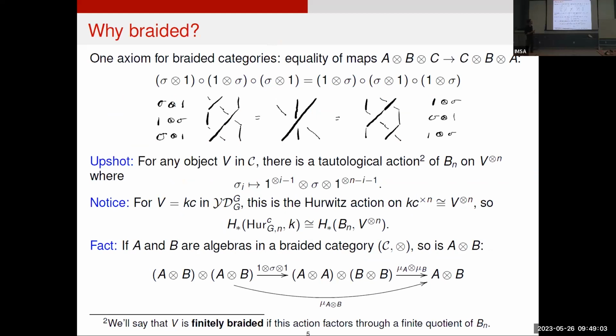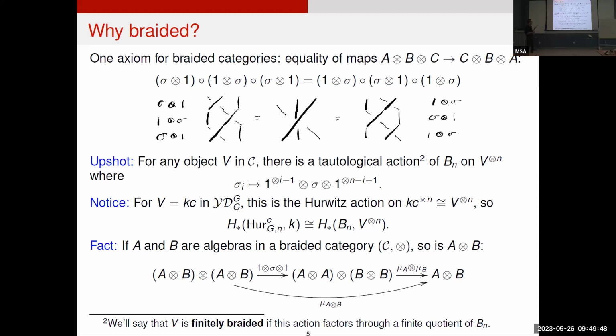This is probably very familiar, but one of the reasons that this is called a braided monoidal category is because of one of the axioms that I suppressed: there's an equality of the maps from A tensor B tensor C to C tensor B tensor A, which says if you braid the first two, then the last two, then the first two, it's the same thing as braiding the last two, then the first two, then the last two. If I draw the picture and think of these as braids, they're equal because they're both equal to the half twist in the braid group.